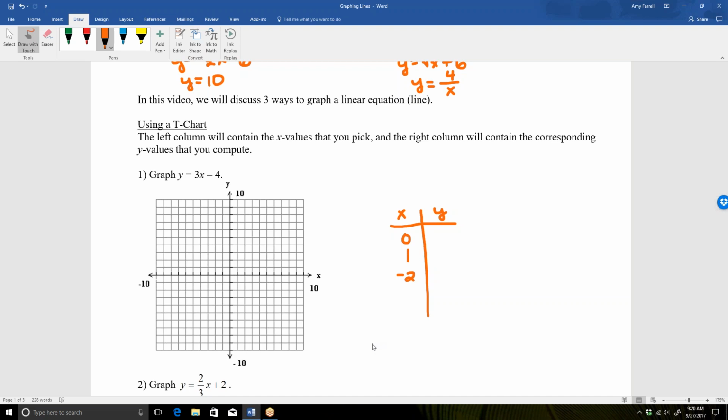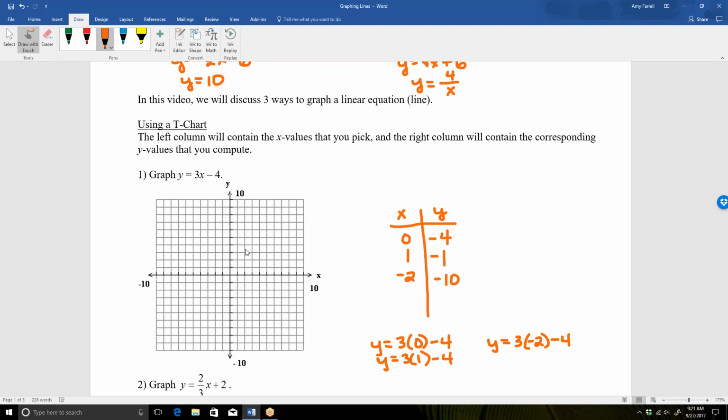Okay, so plugging in 0, y equals 3 times 0 minus 4, which would be -4. Plugging in 1, 3 times 1 minus 4 would be 3 minus 4, which is -1. And then plugging in -2, 3 times -2 minus 4 is -10.